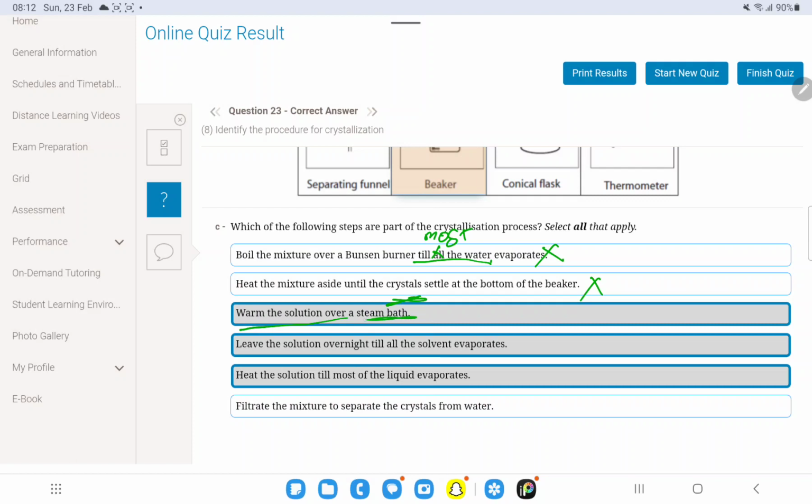Warm the solution over a steam bath. Yes, we need to do that. Leave the solution overnight till all of the solvent evaporates. Yeah, we leave it all night or overnight or whatever you want. Just leave it alone to evaporate. Heat the solution till most. See, most. So it's correct. Filtrate. We're talking about crystallization, no filtration, so it's directly wrong.